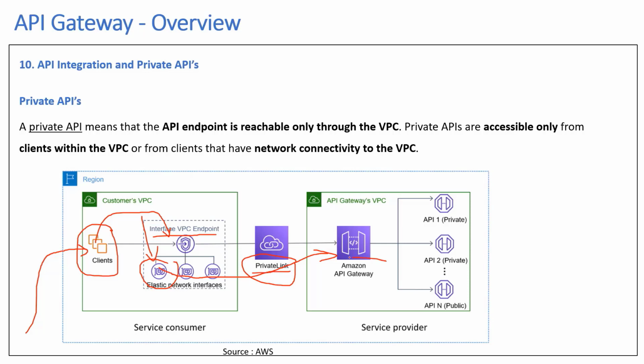Once the request reaches this Amazon API Gateway, it will authenticate and authorize the REST API call. And if everything works okay, then it is going to allow access to the backend.